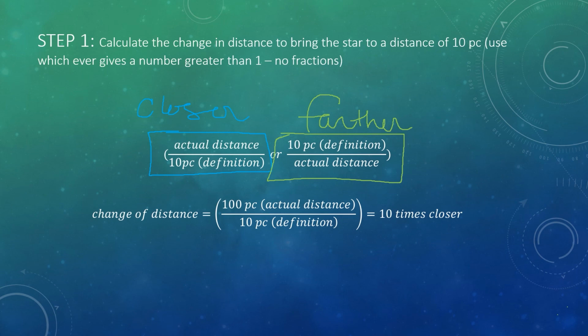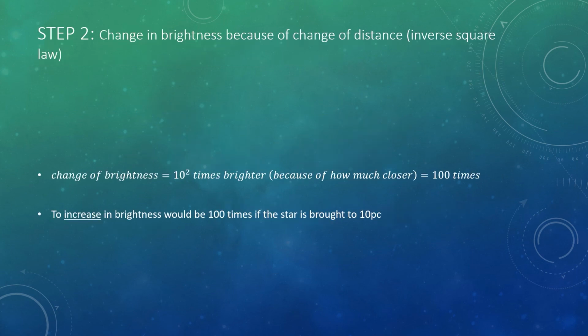And so here we're going to calculate it, because we're using this one, because we're changing and coming closer. So the change of distance is equal to, remember, we are at 100 parsecs and we need to get to 10. 100 parsecs over 10 gives us that the change is 10 times closer. So now we're going to move on to number 2. So we're moving 10 times closer, as we figured, okay?